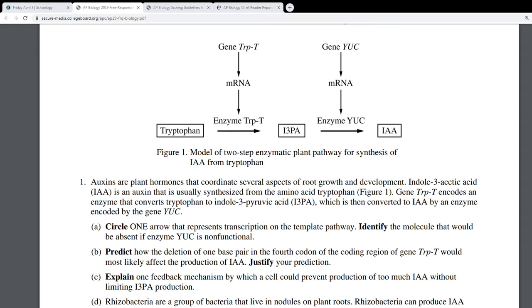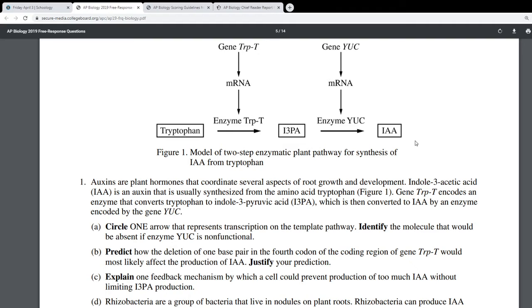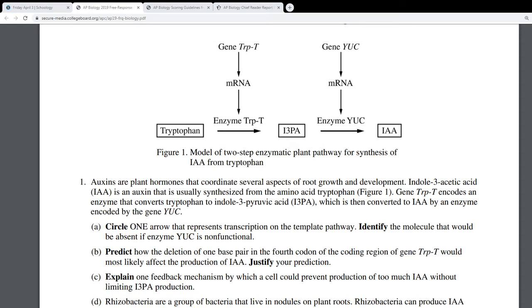Ooh, very good, Matt. Saying something like using the IAA as the co-repressor in order to inactivate the YUK enzyme would be the ideal answer for this.